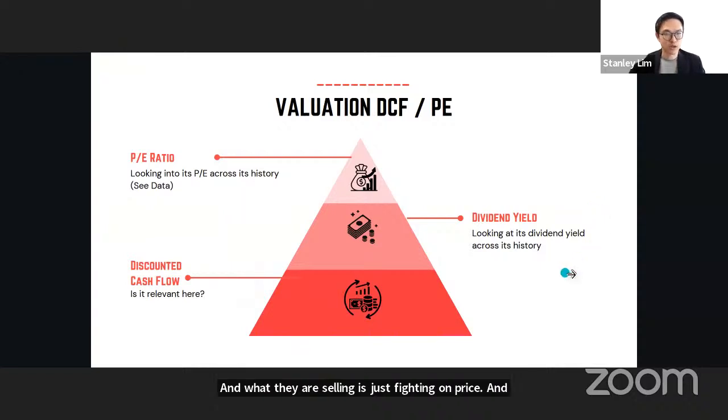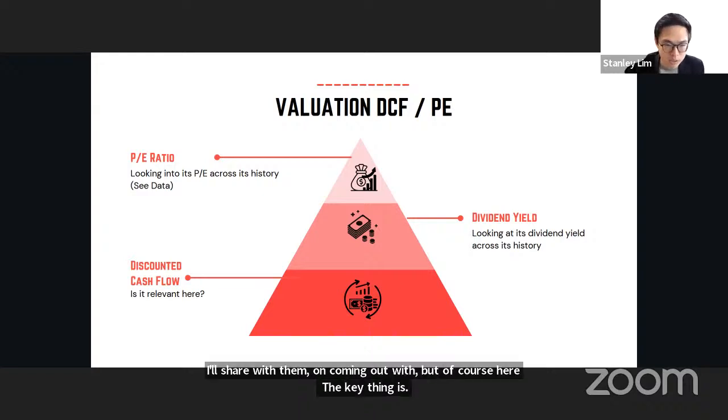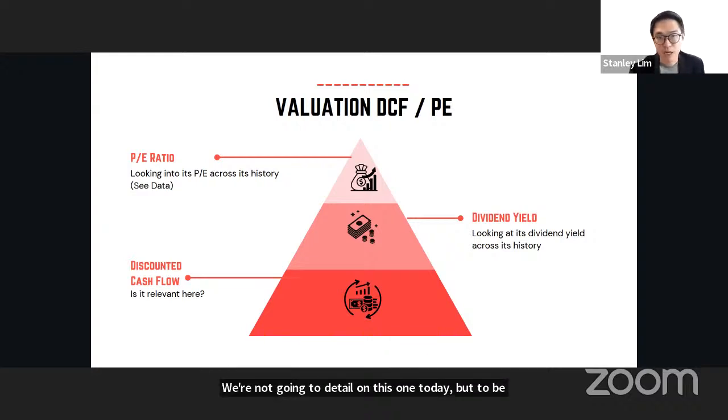Okay, and then lastly, of course, we look at valuation. I share with my members, actually, we have a few different types of templates, even for discounted cash flow, an Excel template that I'll share with them on coming up with valuation. But of course, the key thing is we're not going into detail on this one today. But to be honest, I would say this is not that big of a deal, because valuation is really very, very subjective. The valuation I come up with will be completely different from yours. And as long as you know the basics of how to come up with a valuation, then that's fine. Stick with your own valuation.